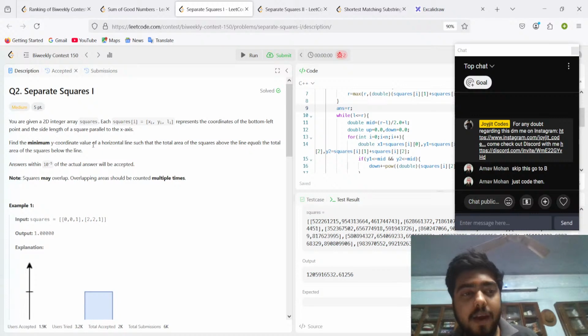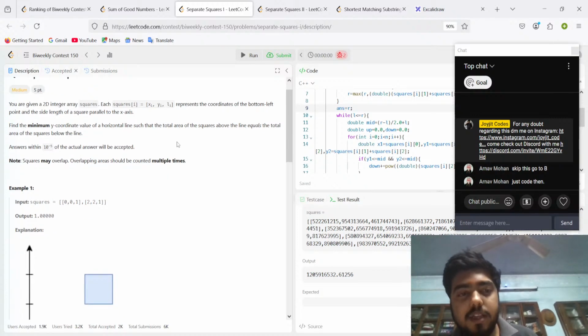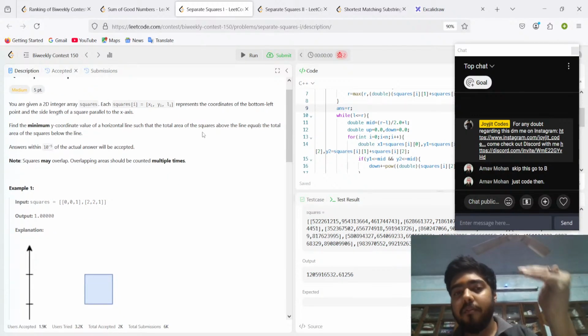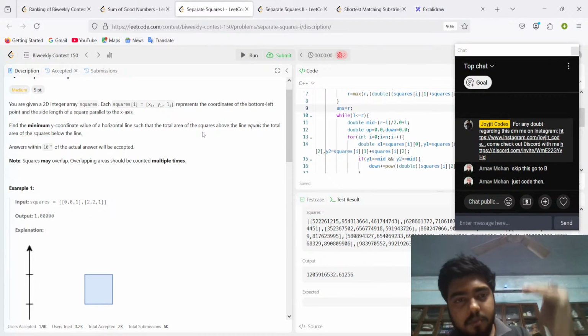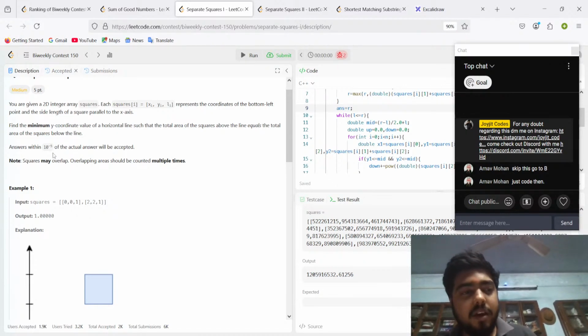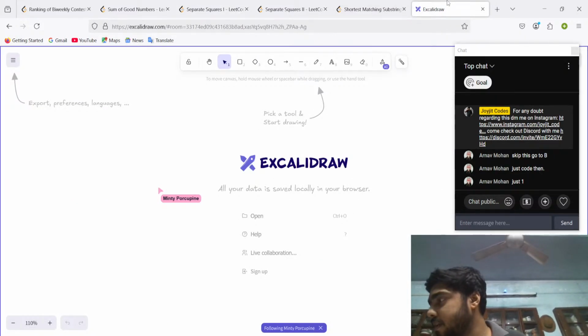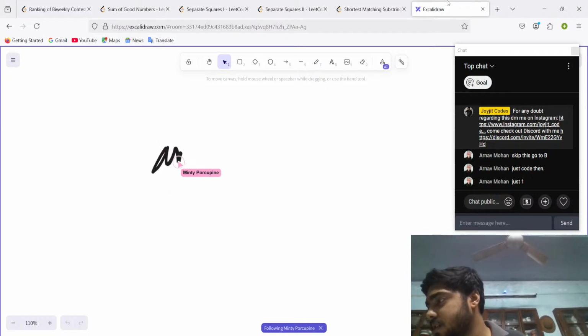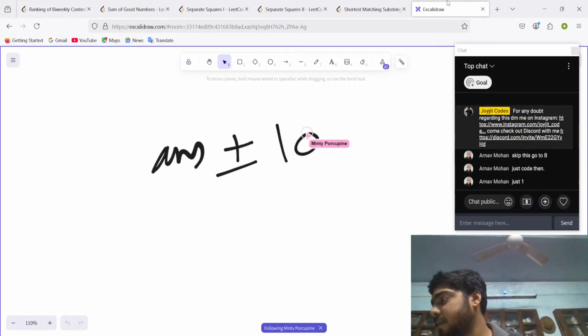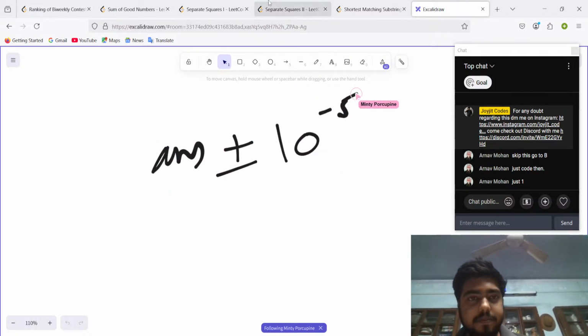We have to find the minimum y coordinate value of the horizontal line such that the area of squares above the line and below the line are both equal. We were given a condition that 10 to the power minus 5, like the error can be adjusted within 10 to the power minus 5. So what does it mean? It means that whatever our answer is, it can be plus or minus 10 to the minus 5, right?